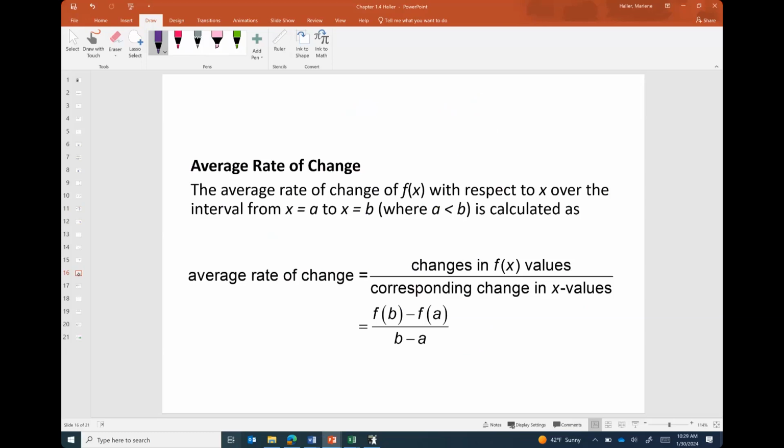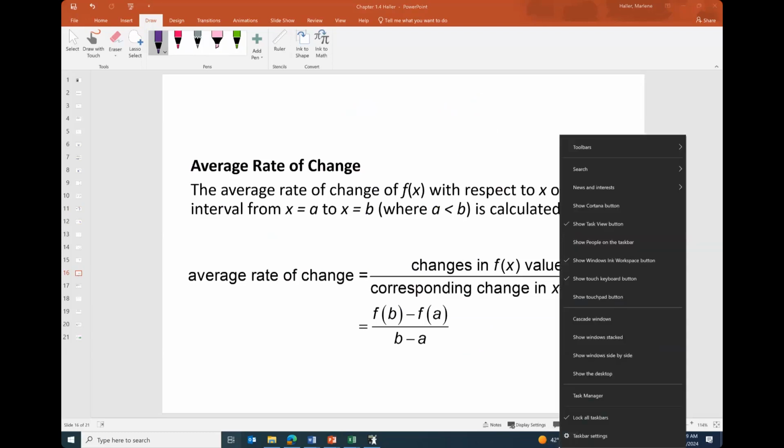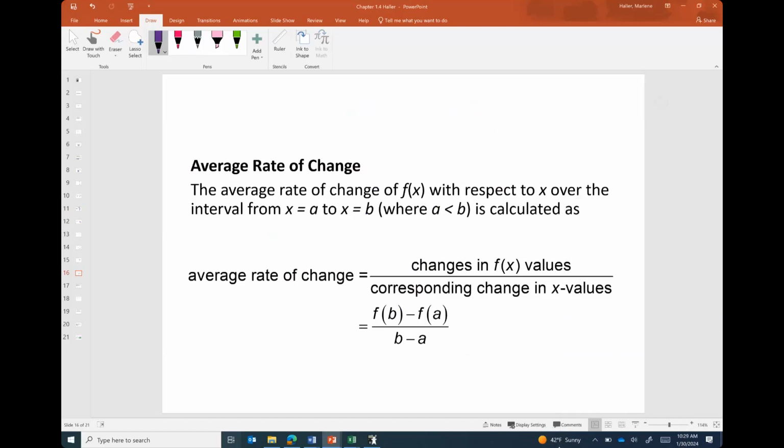So we could say that the average rate of change over some interval of a function, where a is the smallest value of x and b is the largest value of x, we can think about that as the changes in that function value, or f of x values. And f of x is just function notation for y, right, over the changes in the x values, right? Or we could say that's f of b minus f of a over b minus a.